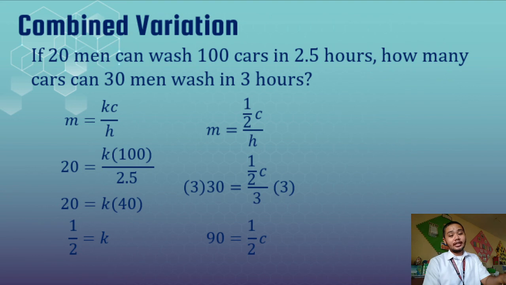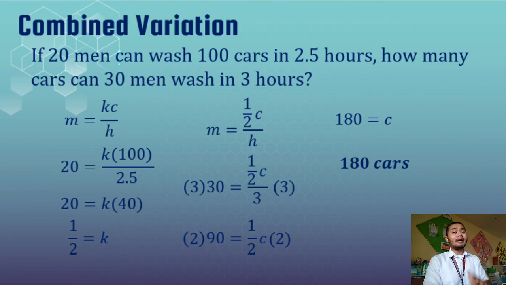So, again, to identify the value of C, we multiply both sides of the equation by 2. So, therefore, C would be equal to 180. Therefore, in this situation, ang kayang linisin ng 30 men in 3 hours is 180 cars. Okay? So, napakadali lang ng combined variation as long as you know the process in this one.